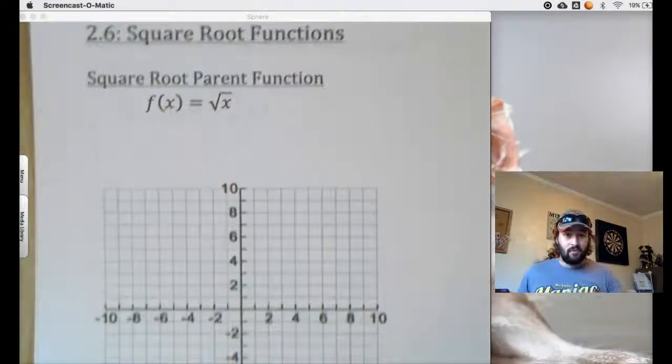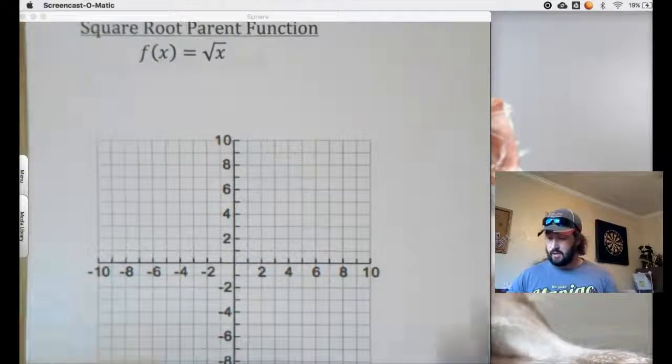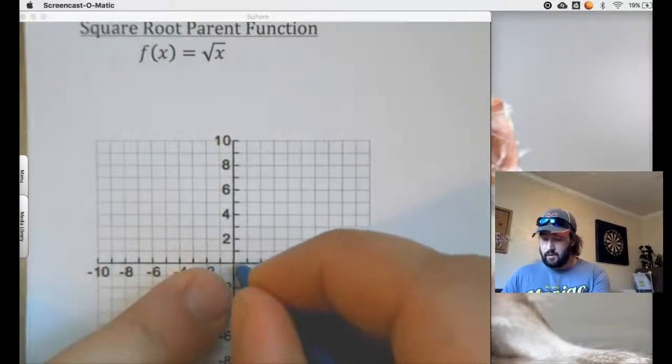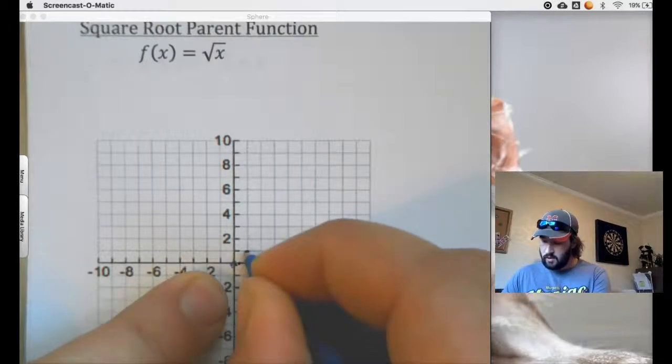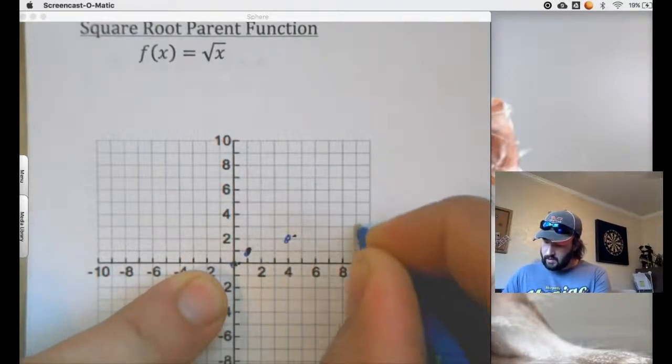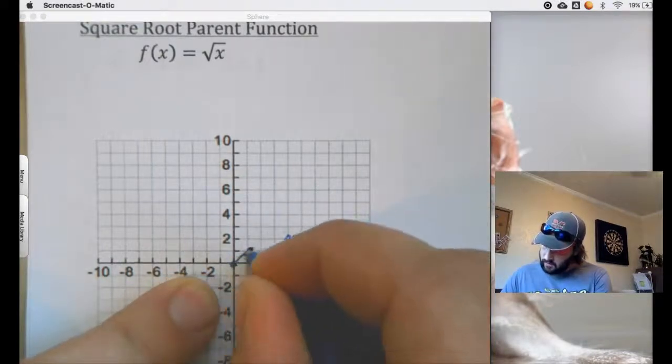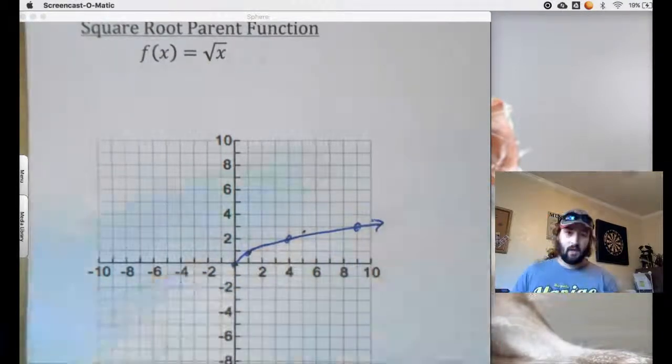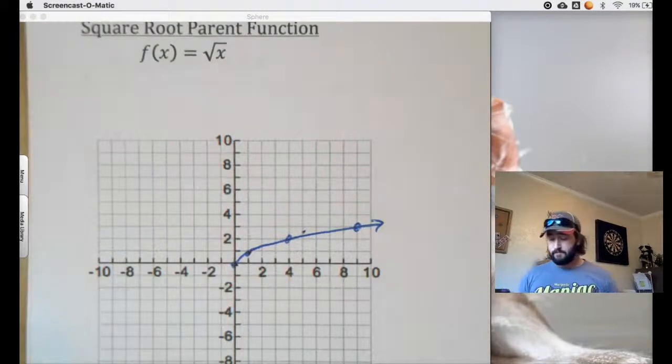As far as the graph of the square root parent function goes, don't forget that the square root of 0 is 0, the square root of 1 is 1, the square root of 4 is 2, the square root of 9 is 3. So we have a square root function going something like that. That would be our parent function.